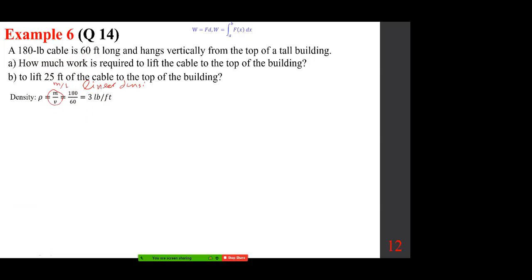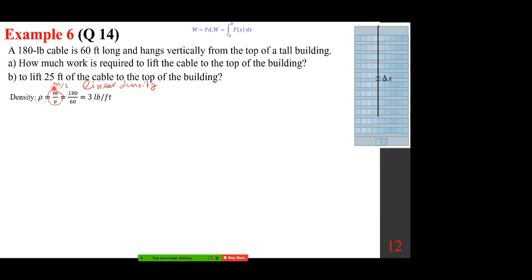Density, meaning what? Meaning every foot of this cable is how many pounds? 3 pounds. You are assuming it's a linear one. You're assuming the cable is the same all over. So if it's 60 feet and it's 180 pounds, every foot is 3 pounds. So that's important to know. This is the density, but I put the original formula for the density. I wanted to explain here that it is the linear density.